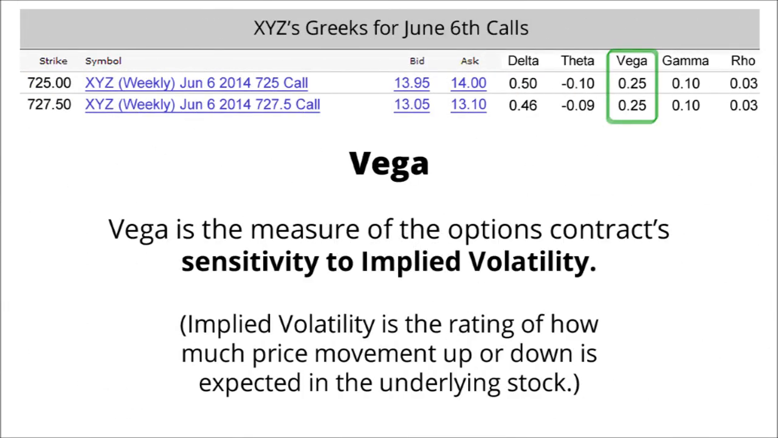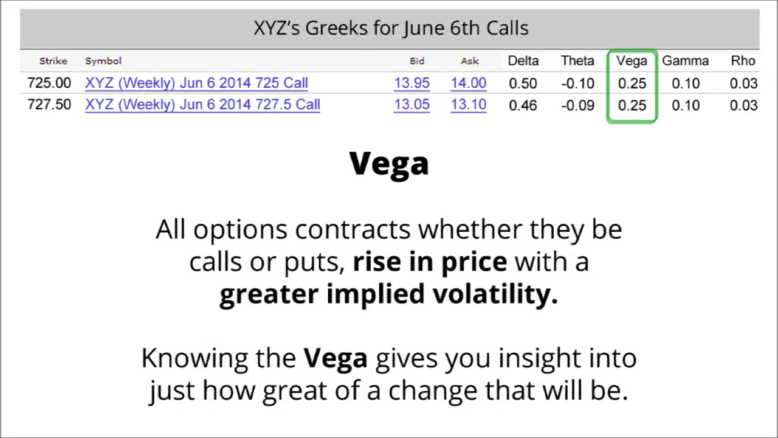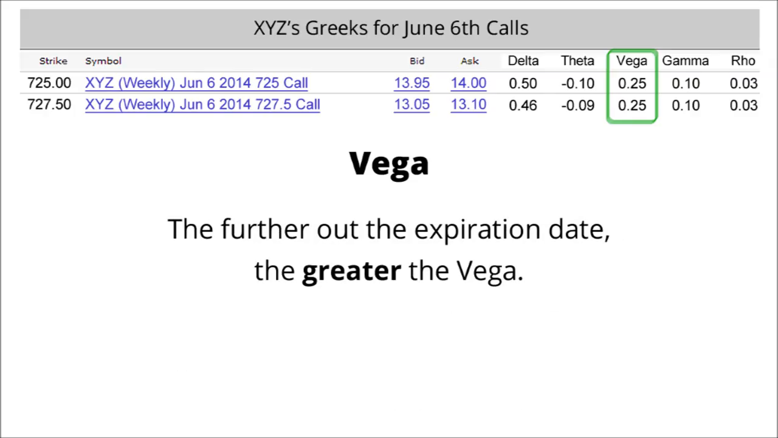Vega. Vega is the measure of the options contract's sensitivity to implied volatility. Implied volatility is the rating of how much price movement up or down is expected in the underlying stock. All options contracts, whether they be calls or puts, rise in price with a greater implied volatility. Knowing the Vega gives you insight into just how great of a change that will be. The further out the expiration date, the greater the Vega.